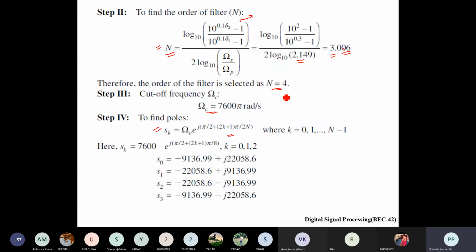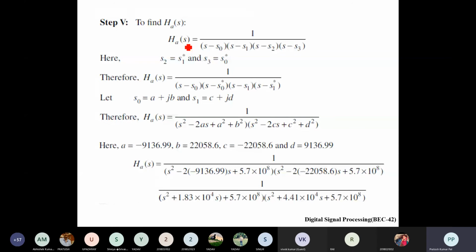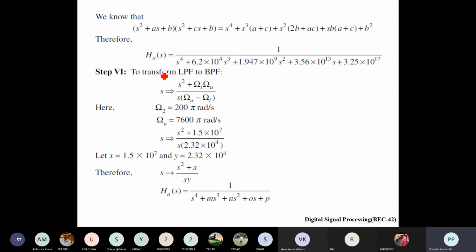So this will be the formula, and n value is 4. So with respect to that, the k should be varying from 0 to n minus 1, that is 3. So 4 different pole locations will be there. So we will be finding all the pole locations. Okay. So once we have found the pole location, the transfer function will be given by 1 upon s minus s0, s minus s1, s minus s2. Okay. So after putting this value, we will be multiplying. Okay. And after solving, we will be getting this. Okay, finally we will be getting this as the analog transfer function of the band pass filter.